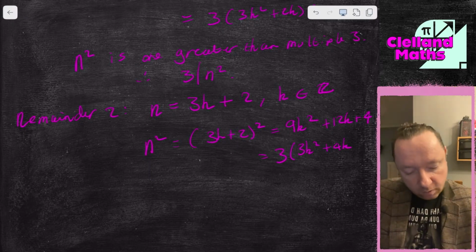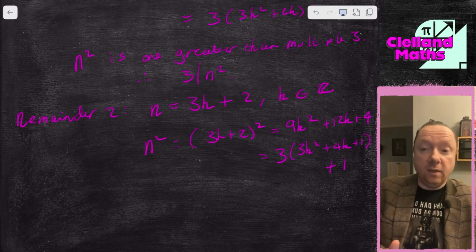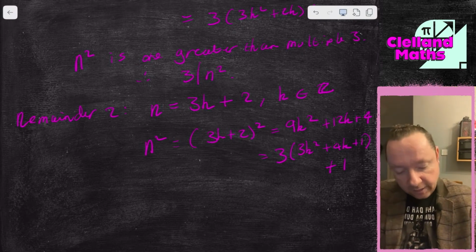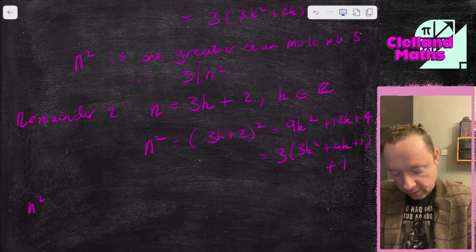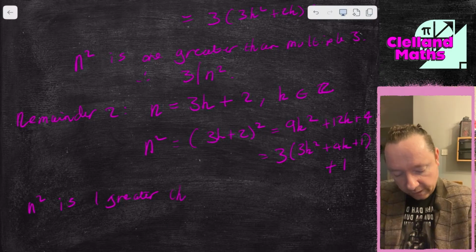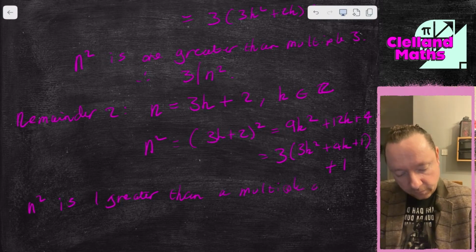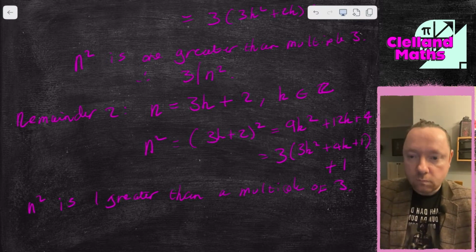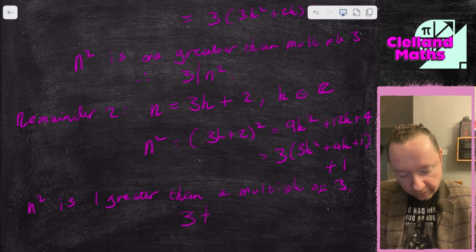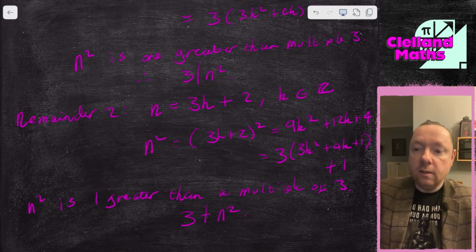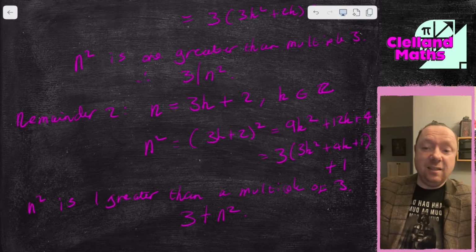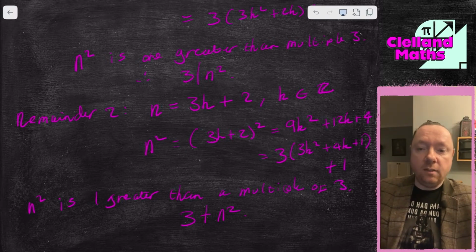We can take out 3, and we can take out a plus 1 here. 3 ones is 3, and then we have 1 on the end. So we've still got a remainder of 1 at the end. So in this second case, n squared is 1 greater than a multiple of 3. Therefore, 3 does not divide n squared. So we've exhausted both of the cases, and in each of them 3 didn't divide n squared.